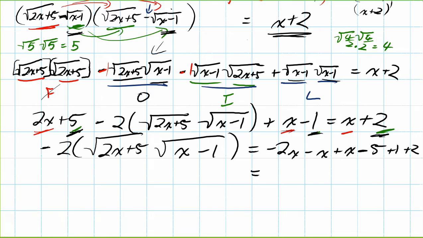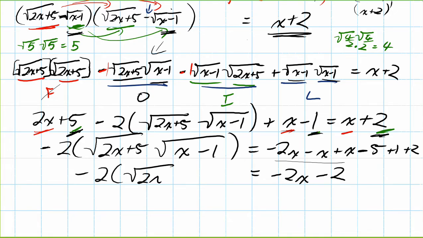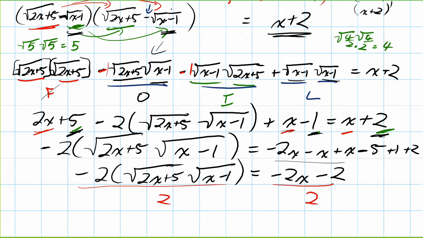We're going to collect our like terms of our variables. So -2x minus x plus x is just going to be -2x. And then our constant terms, -5 plus 3 is going to be -2. So now we have this, -2 times the square root of 2x plus 5 times the square root of x minus 1. We can divide everything by 2. And if we divide everything here, you'll notice there's technically a 2 on everything here. We can divide everything by 2. That's going to reduce all of these to the value of 1.